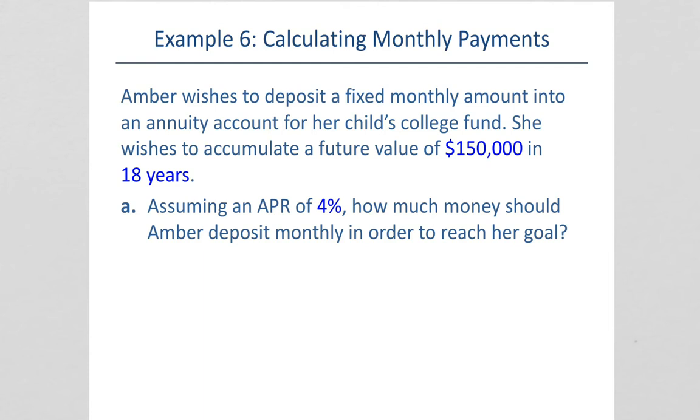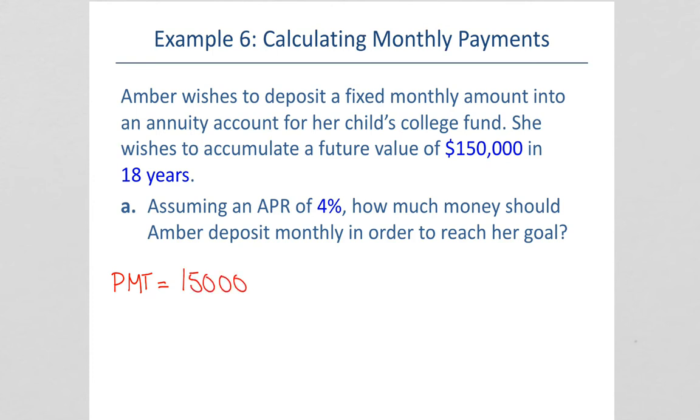Okay, example 6. Amber wishes to deposit a fixed monthly amount into an annuity account for her child's college fund. She wishes to accumulate a future value of $150,000 in 18 years. So we're going to use this same formula with an interest rate of 4%.